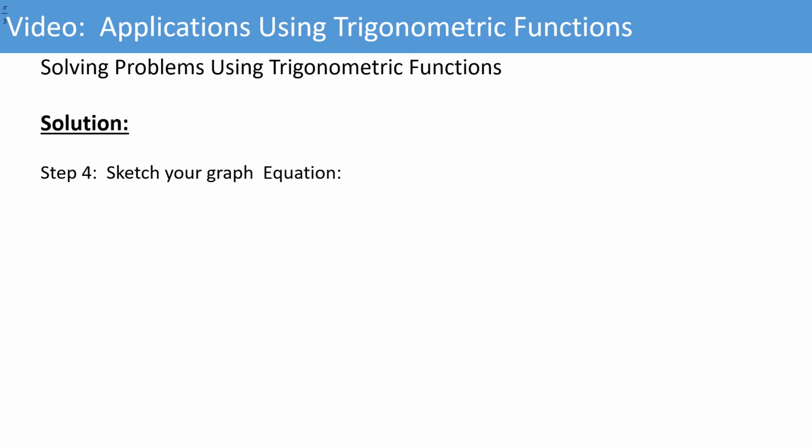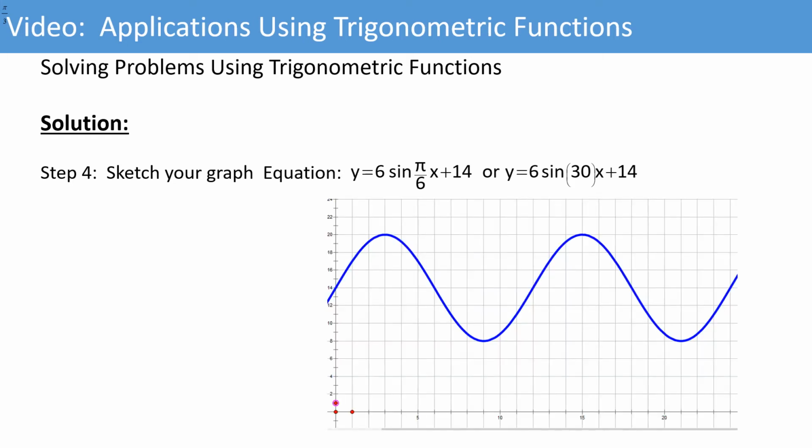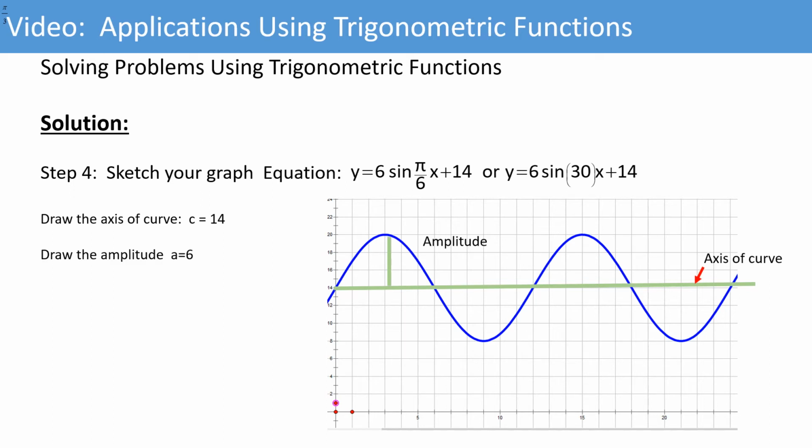Now, let's sketch the graph. y equals 6 sine pi over 6 x plus 14, or y equals 6 sine 30x plus 14, whether you're in degrees or radians. Here's the sketch you've made. Draw the axis of curve. C is equal to 14 to confirm. The amplitude is 6. Perfect. Calculate K, either pi over 6 or 30 degrees, depending on what you're working in. And our period is 12 hours.